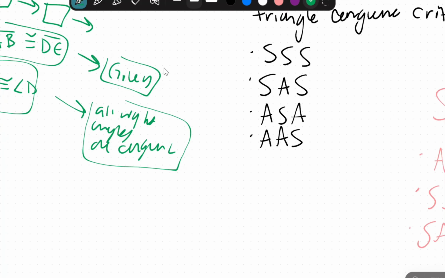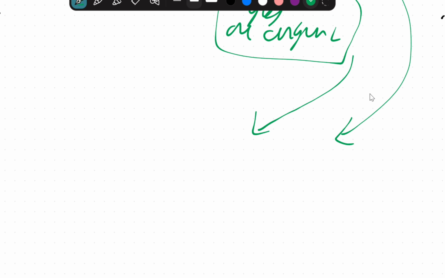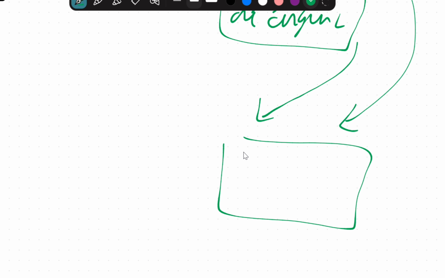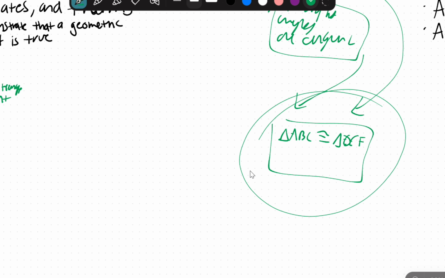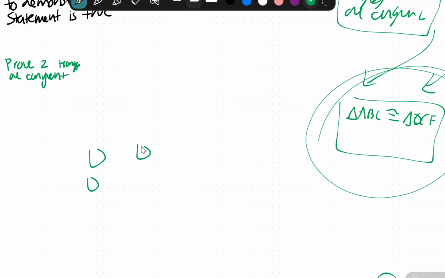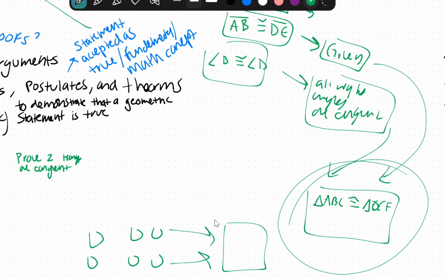And then eventually, sneak peek, they would all get to the part of triangle ABC is congruent to triangle DEF, if that makes sense. They all end up resulting in one big statement. So it would kind of look like these little squares, and they all feed into this big statement that we're trying to prove.